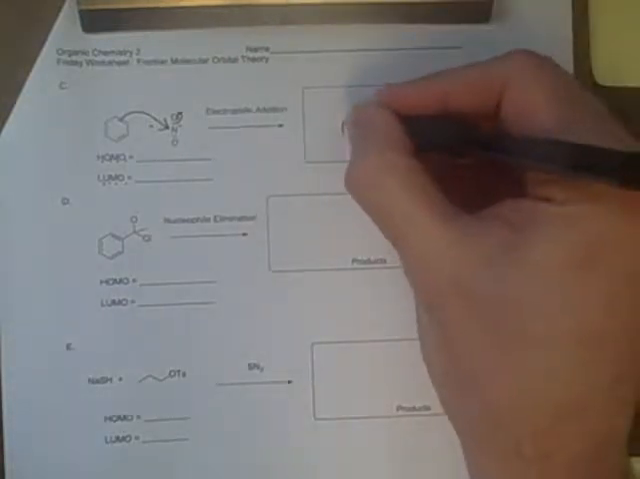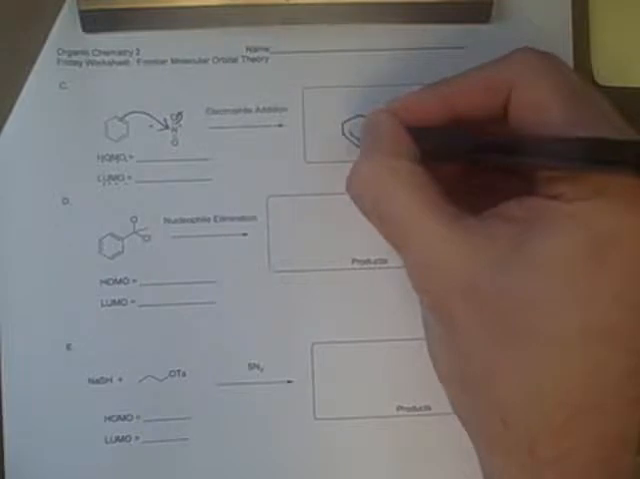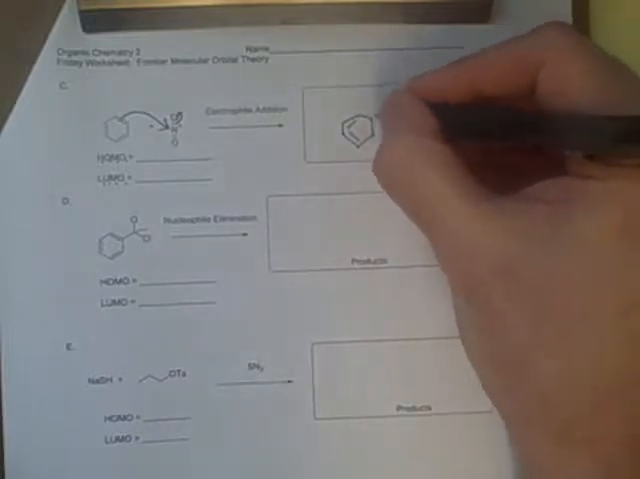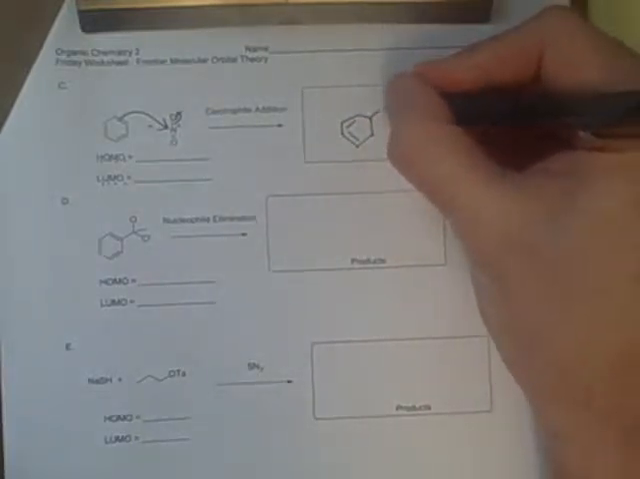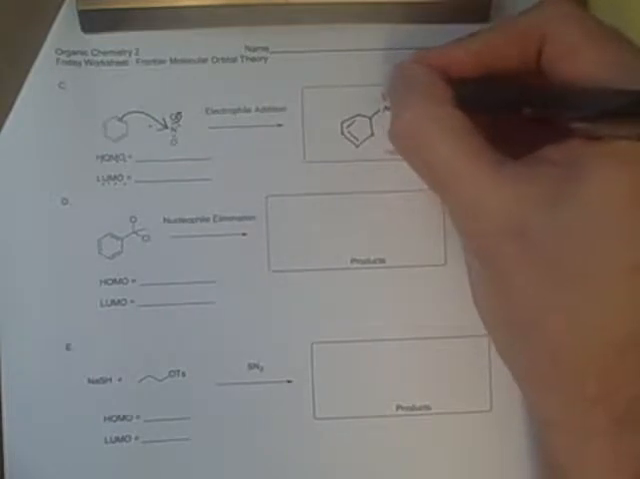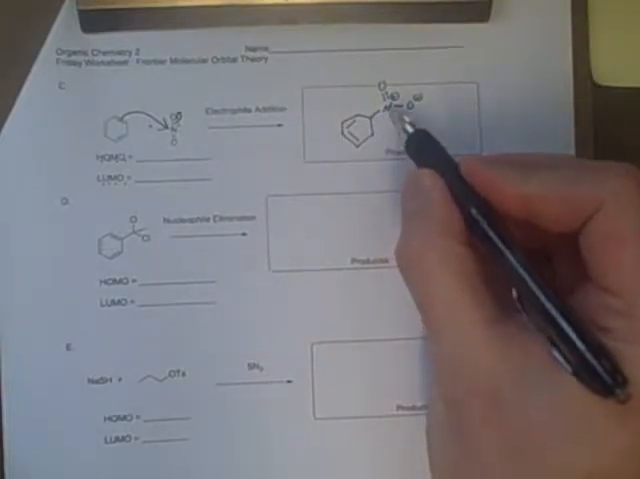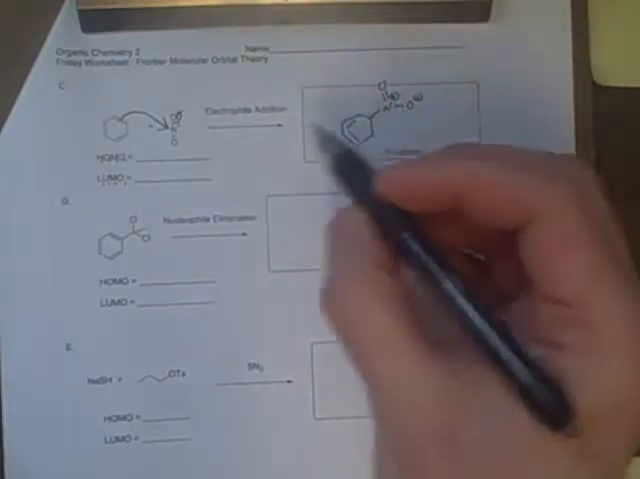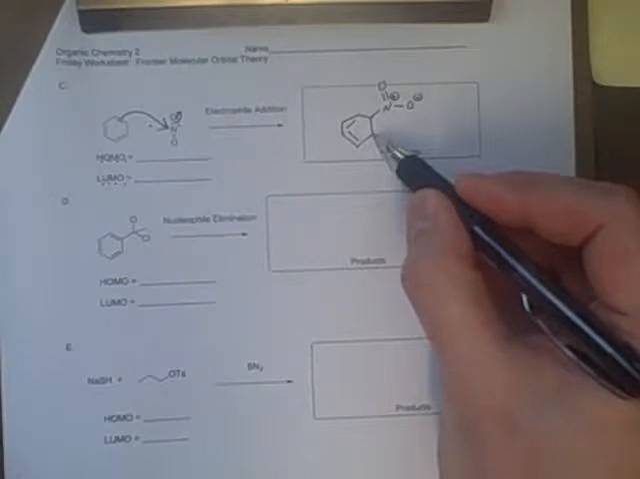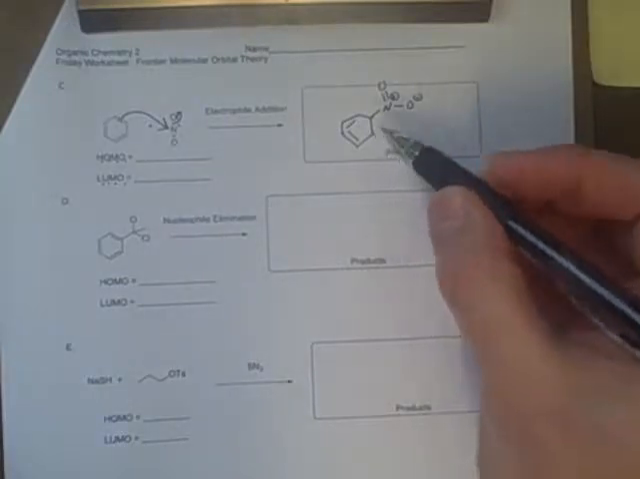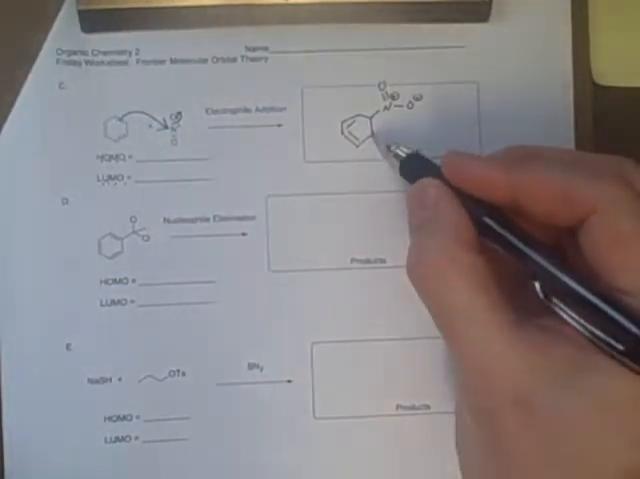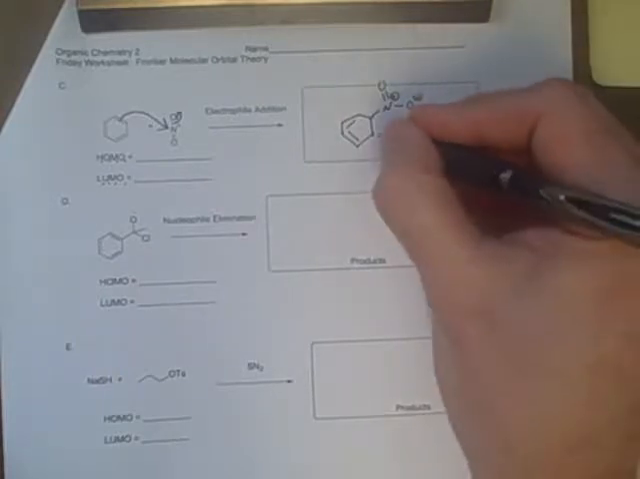In terms of products, this is going to give us the following cation. So our carbon is going to be connected to the nitrogen electrophile. However, this carbon, which was originally making 4 bonds, because of the pi bond over here, is now only making 3, and because of that, that is going to have a positive charge.